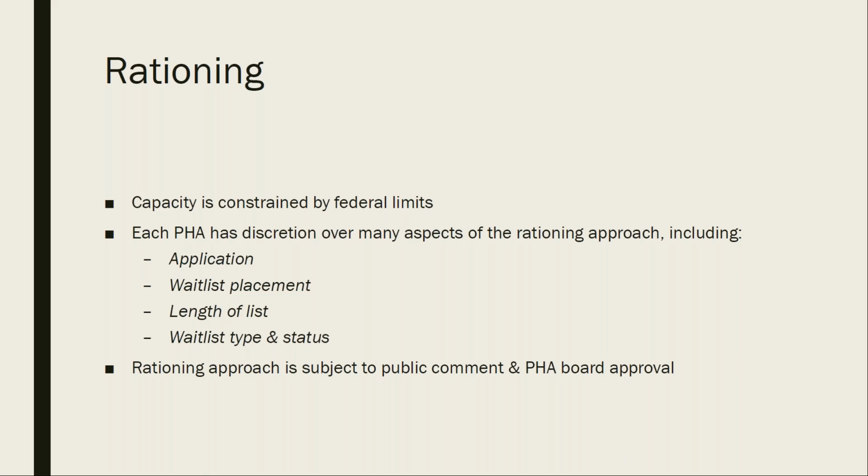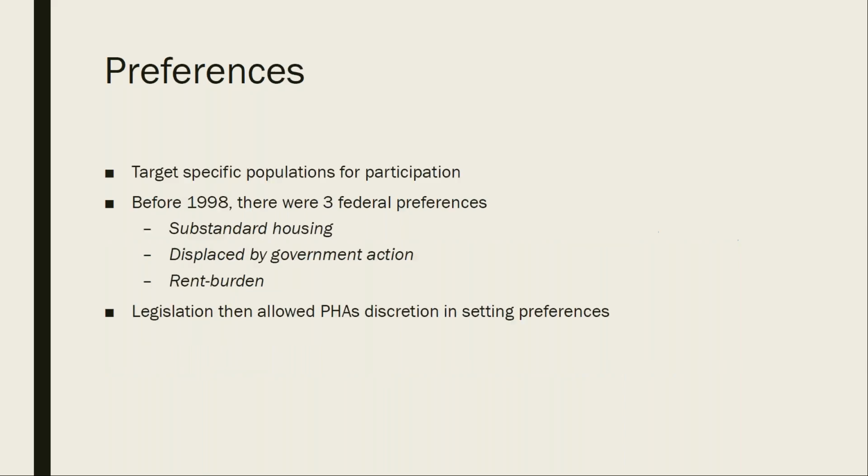So we've got inventory constraints and uncertain turnover, so we need to develop a rationing approach to create a wait list of eligible households. And as Eric mentioned, PHAs have a lot of discretion over the attributes of this process. Some of those processes are listed here. The PHA's rationing approach is subject to public comment and PHA board approval. So PHAs have to make these final decisions explicit in a system of administrative documents, and this information should be publicly discoverable. Next slide, please.